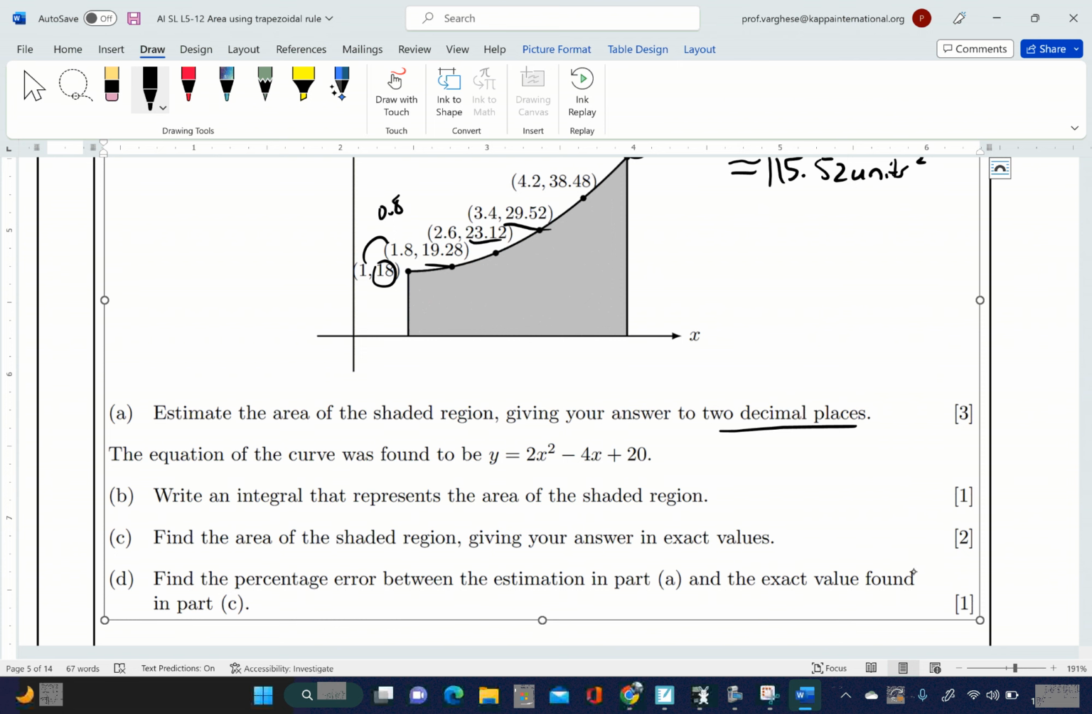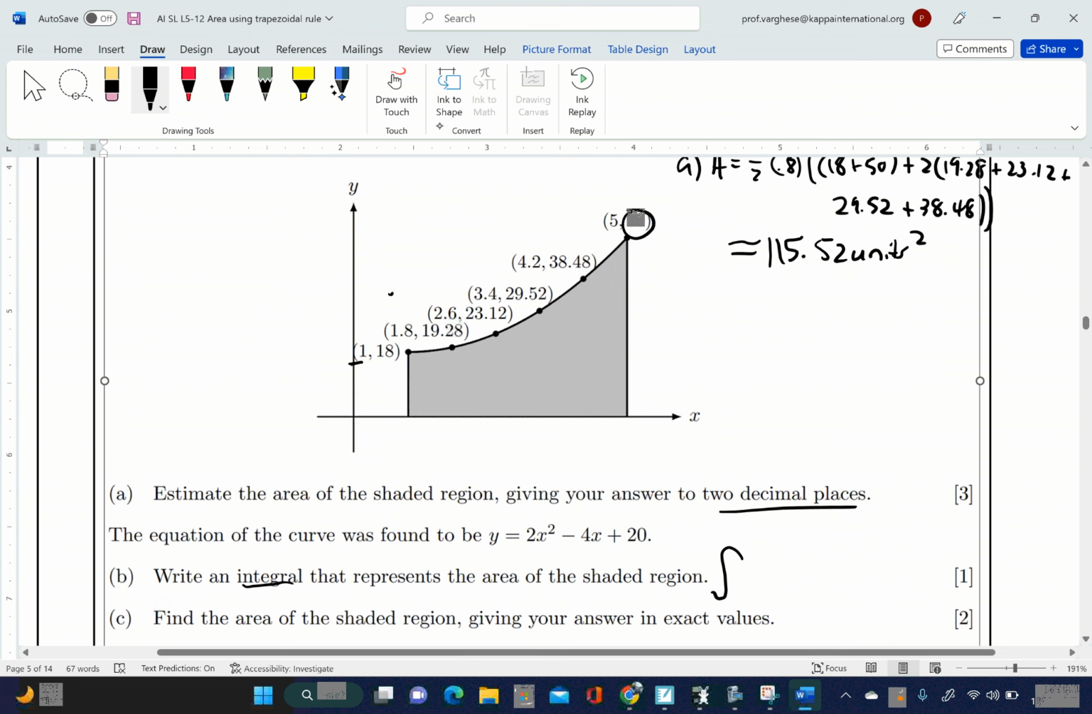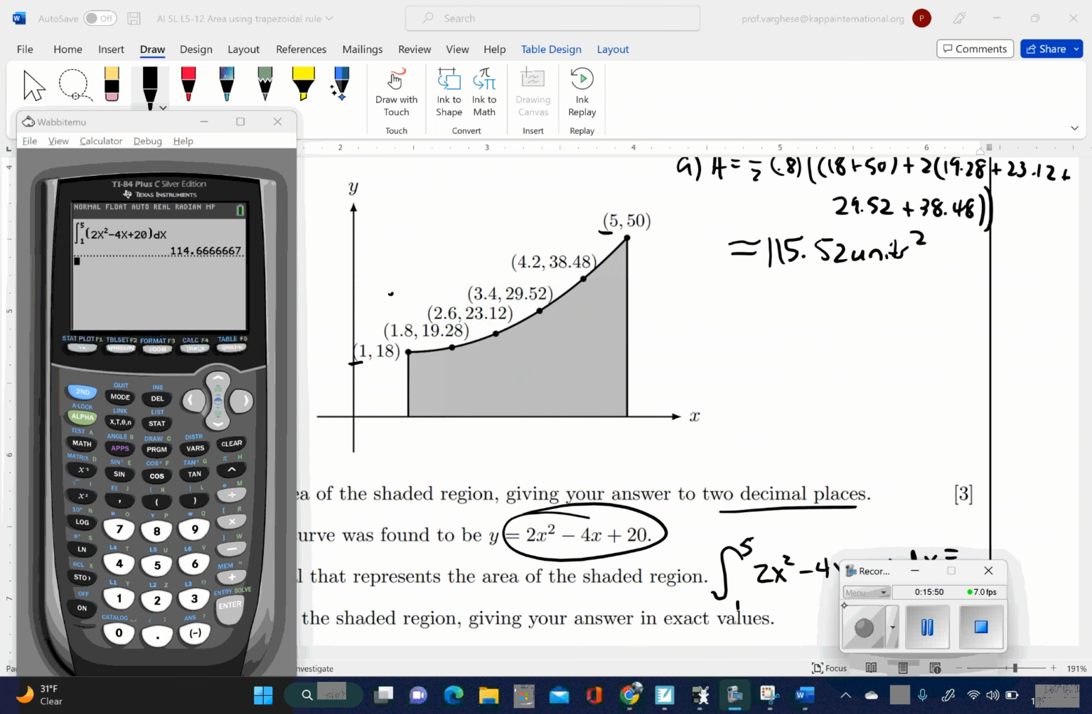Next thing it's asking us to do is to write an integral, right? So integral looks something like this. That represents the area that's shaded. So the shaded region, again, starts at the number 1, and it ends at the number 5. Starts at 1, ends at 5. I'm going to write down my function, which is right here. They gave it to us. So I'm going to write 2x squared minus 4x plus 20 dx, because that's my variable. This is a simple calculator question. When you plug that into your calculator, you get this. I'm going to hit math frac.